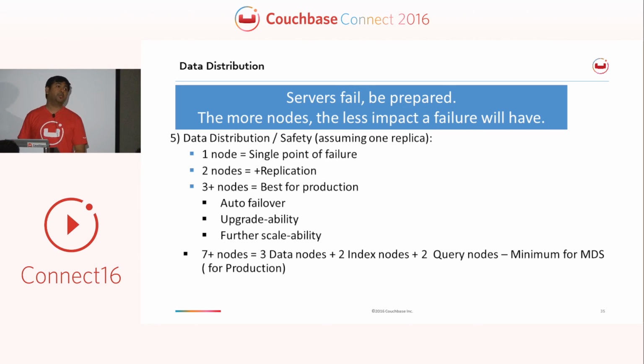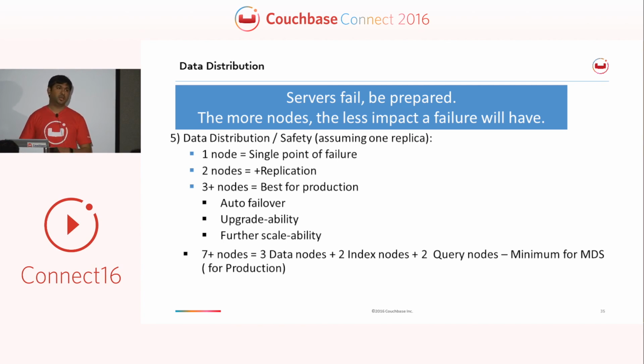And the minimum requirement is 7+ nodes. When I say 7+ nodes, it includes 3 data nodes, 2 index nodes, 2 query nodes, which is minimum for a production environment. Although if you want, you could start with say 5 nodes, 3 for data, and 2 sharing index and query.